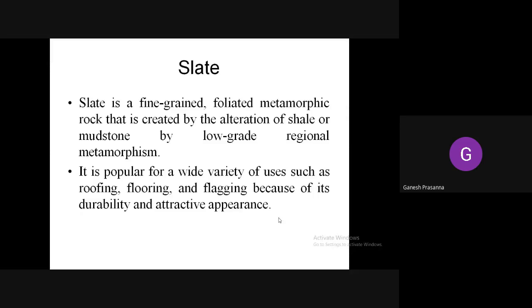It is popular for a wide variety of uses such as roofing, flooring, and also flagging because of its durability and attractive appearance. If you go towards northern Karnataka, most of the houses are floored by this slate itself, because it is very durable.